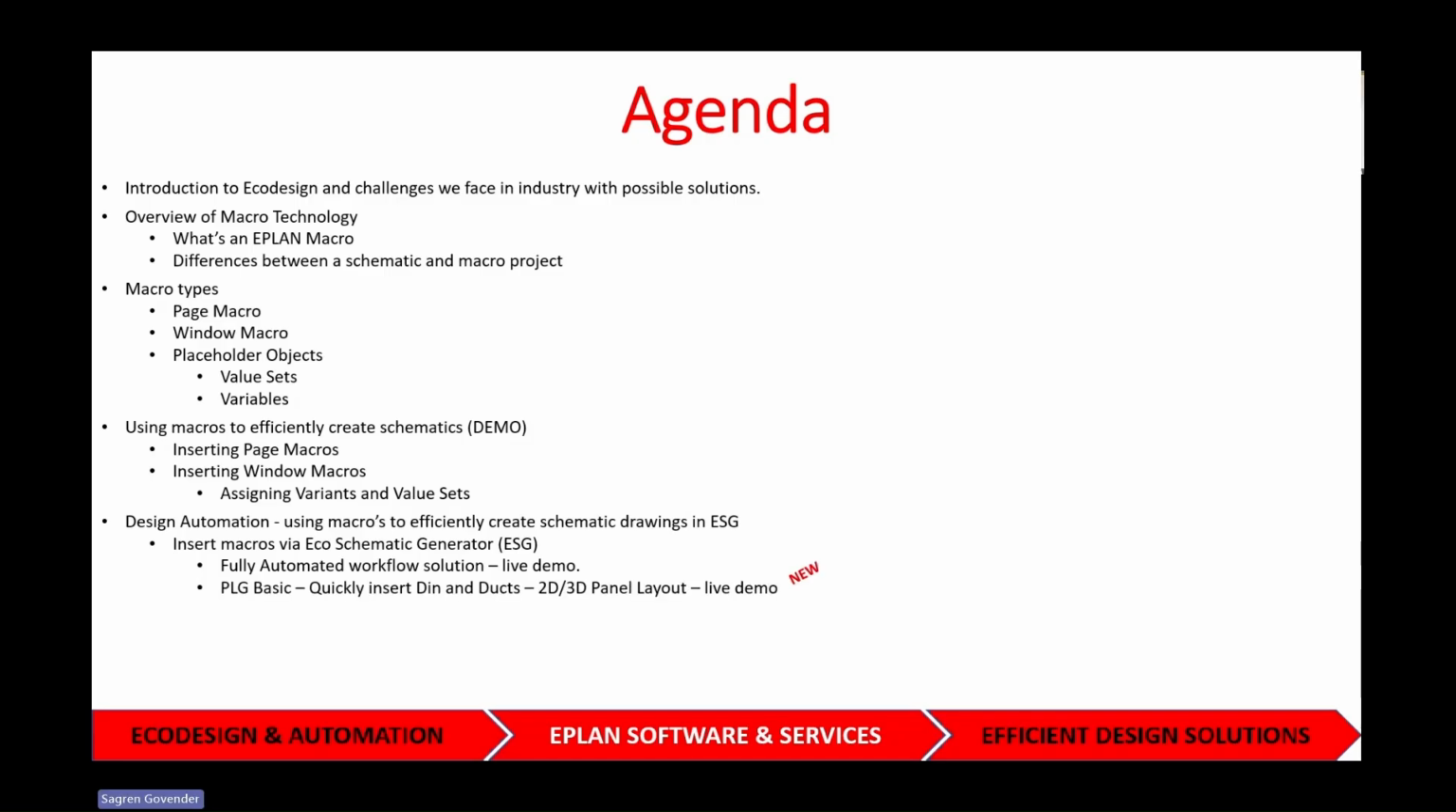Then I'm also going to touch on something that's quite new, something that we've developed in the last few months, and that's our panel layout generator, PLG. And we've got 2 versions of this. We've got the basic and we've got the advanced. So I'm going to touch on the basic for today, how we can quickly insert dim rails and trunking in the 2D environment as well as the 3D environment. And again, that will be a live demo.